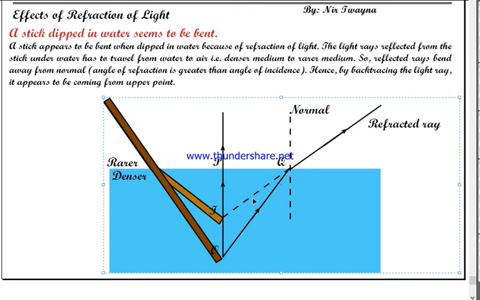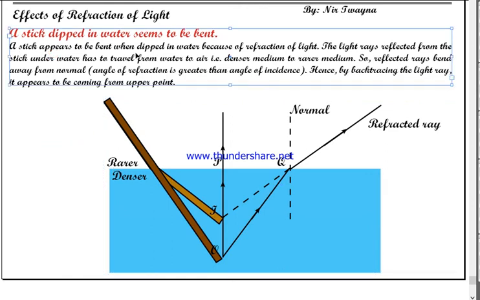And how do you get this point? By back tracing this line. By back tracing this line you get to this point. That means the image of the tip of the stick is formed at this point. That's why you do see the stick bend at the interface like that. Understood? Now see the note.